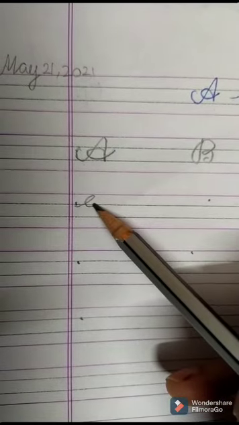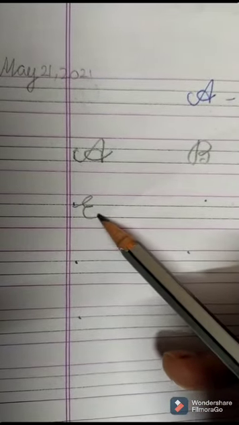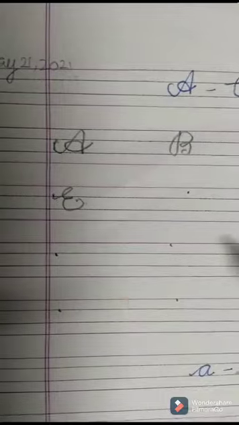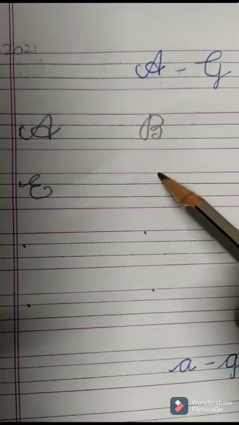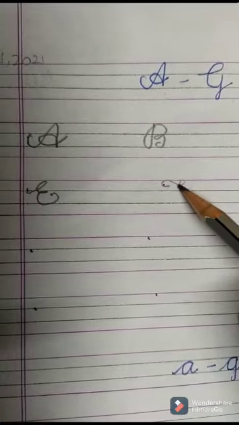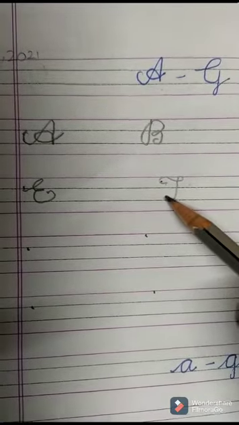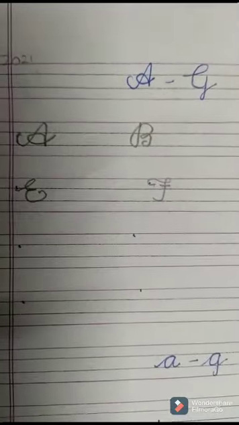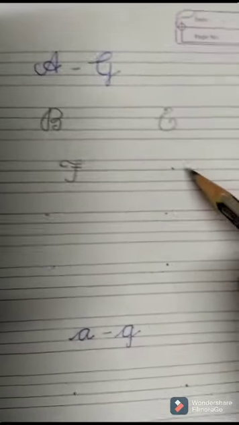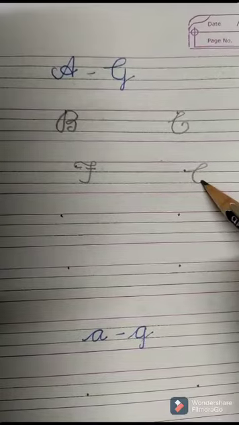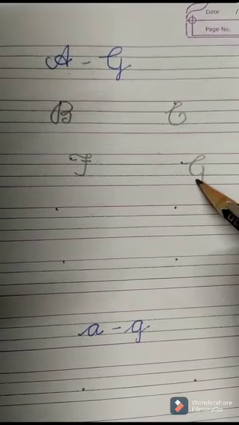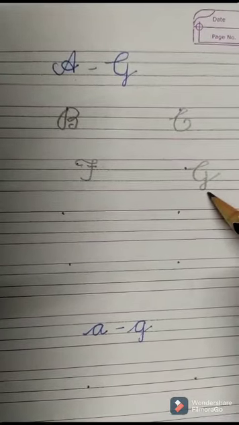Capital cursive E. E for egg. Capital cursive F. F for fish. Capital cursive G. G for girl.